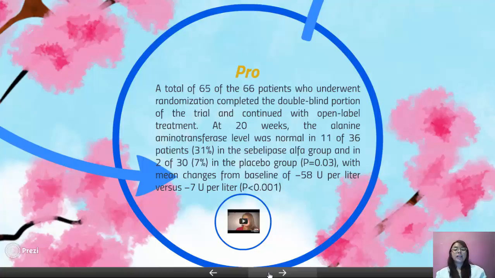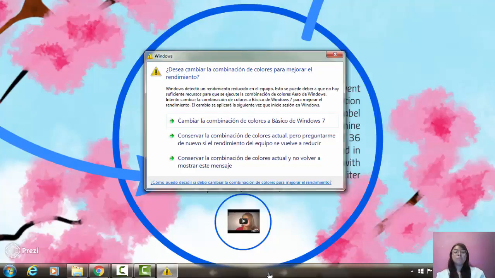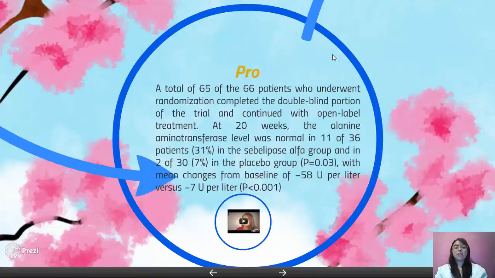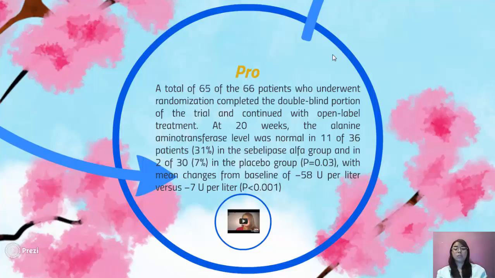A total of 65 of the 66 patients underwent the randomization completely, the double-blind portion of the trial, and continued with the open-label treatment. At 20 weeks, the alanine aminotransferase level was normal in 31 of 36 patients in the treatment group and two of 30 in the placebo group, with a mean change from baseline of 68 units per liter.